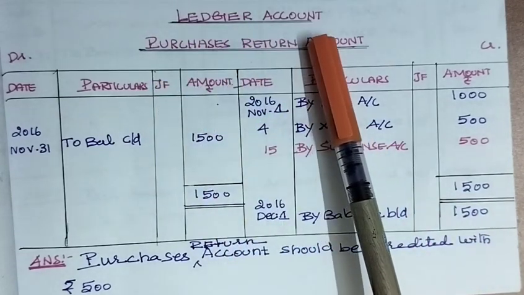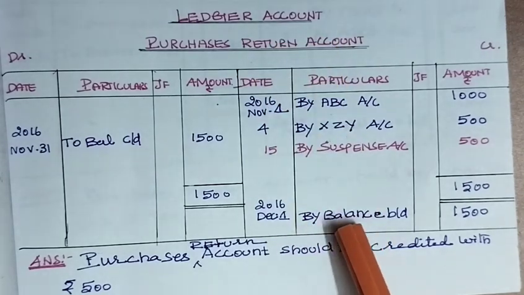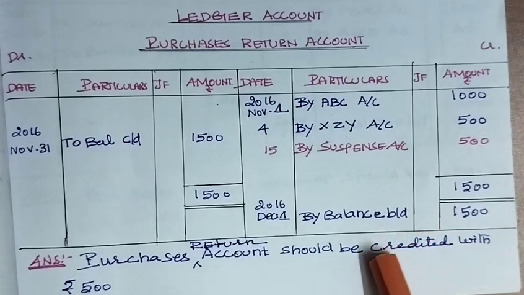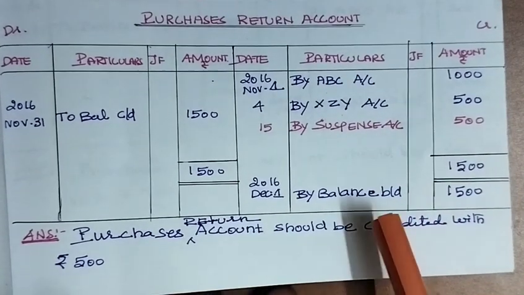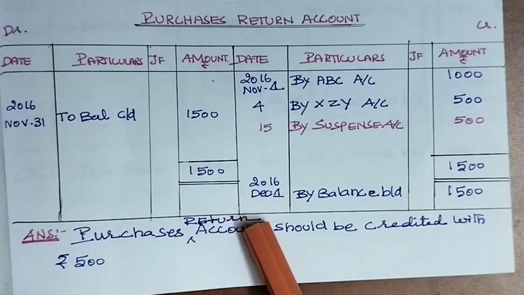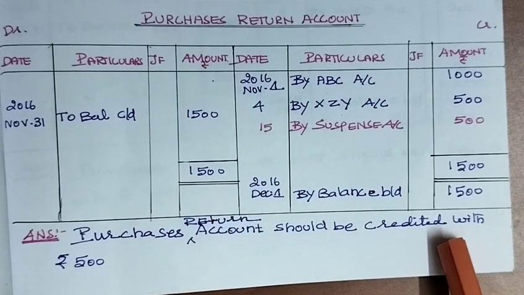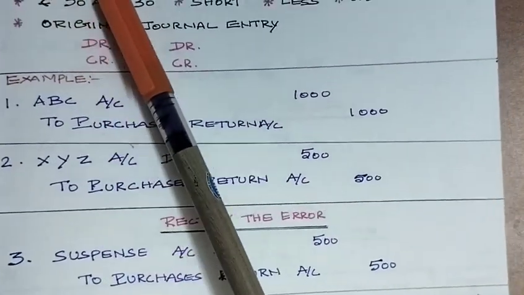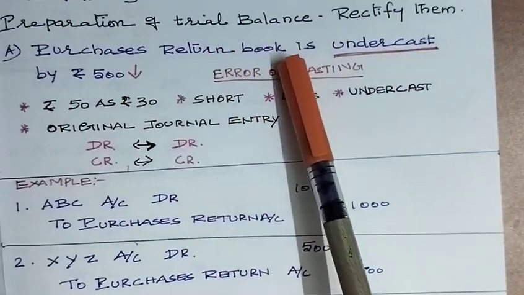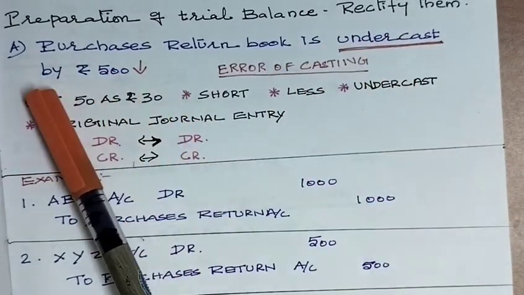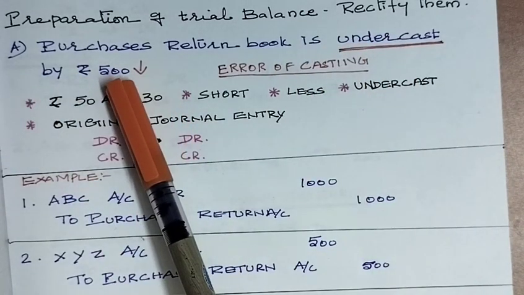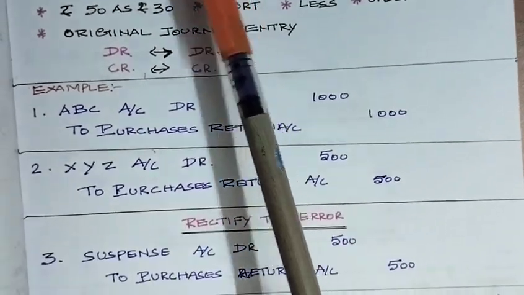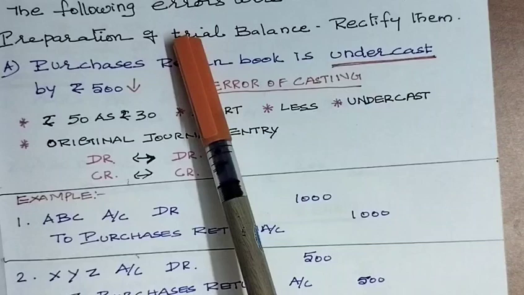Listen carefully. Where does purchases return account appear? Purchases return account appears on the credit side, right? So purchases return account should be credited. Listen, what is the question? Purchases return book is undercast by 500 rupees. So 500 rupees decreased in purchases return book. How do you rectify this error?